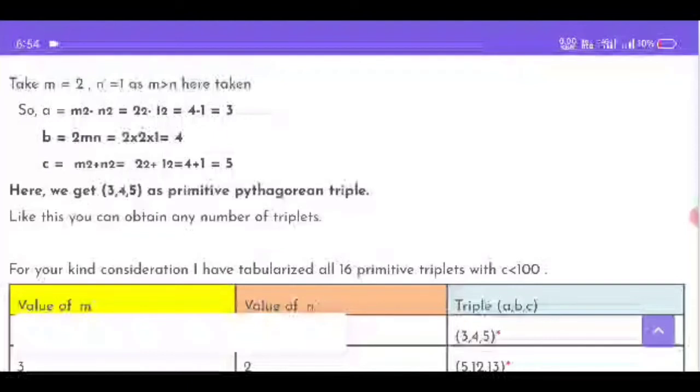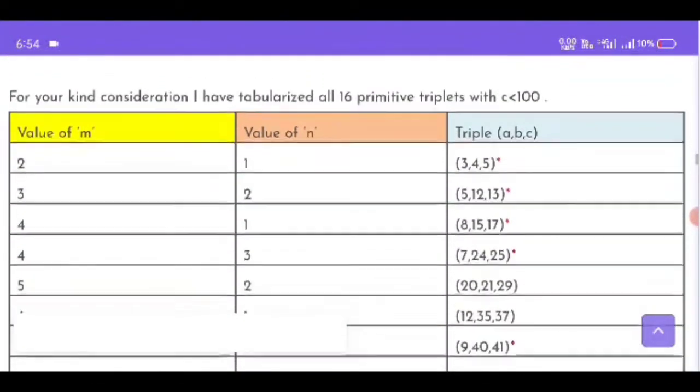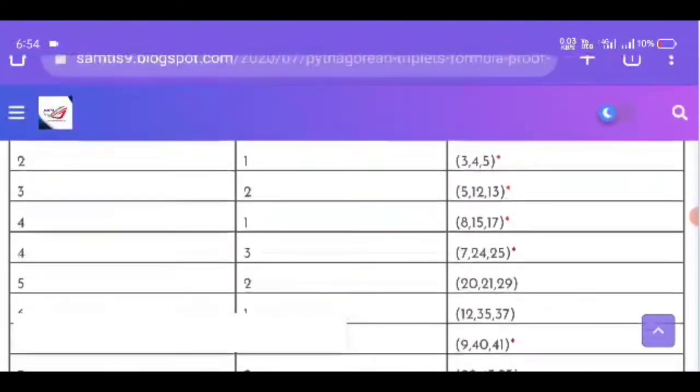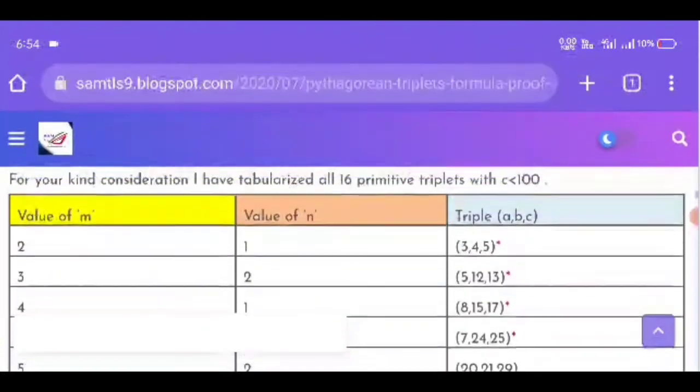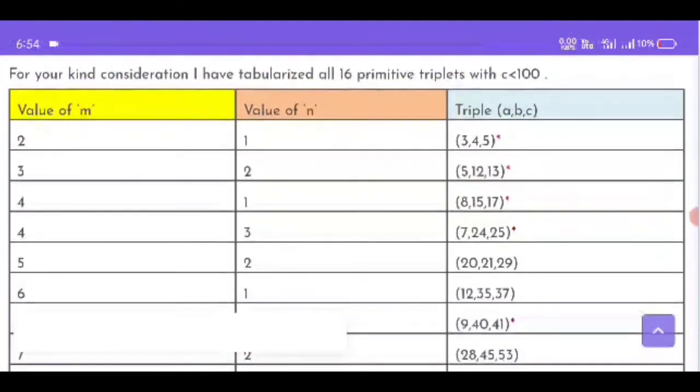I have a good formula on this: the value of m, then the value of n, then the triplet a, b, c. Just look there. For n equal to 1, we get 3, 4, 5. If n is taken as 2, we can take m as 3, because m should be greater than n. So m 3, n 2 gives 5, 12, 13. Then we can take m 4, then 5, here it is 5, 2, 20, 21, 29, then 6, then 7, 2, like this.